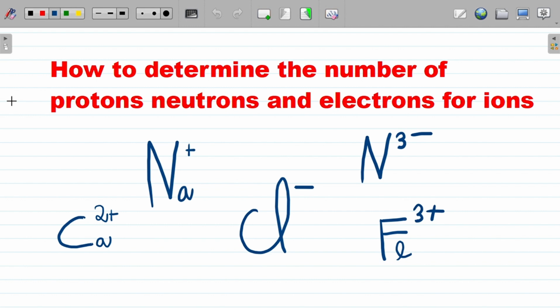First, it's important to know when you're dealing with a neutral atom and when you're dealing with an ion. But how can you tell the difference? Here's a simple trick. Just look at the top right corner of the element symbol. If there's nothing written there, you're working with the neutral atom. But if you see a positive or negative charge, you've got yourself an ion. Let me show you an example.